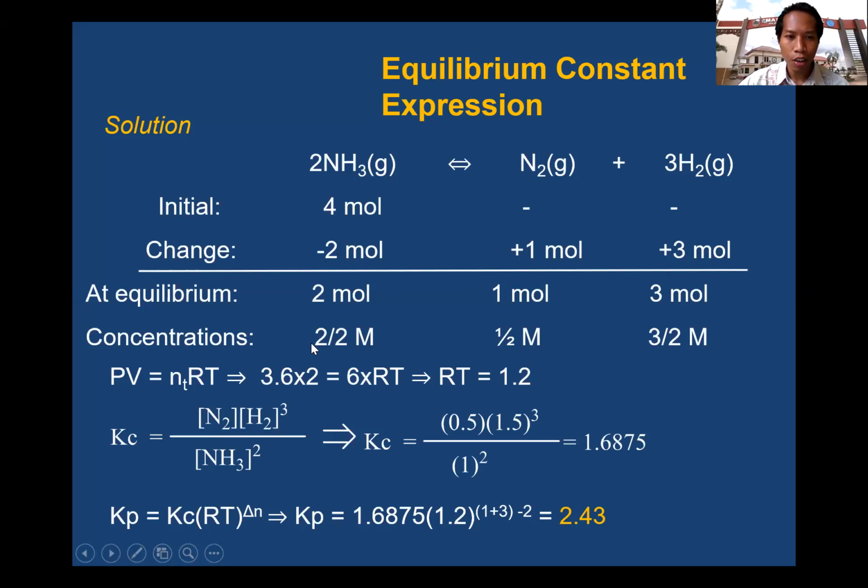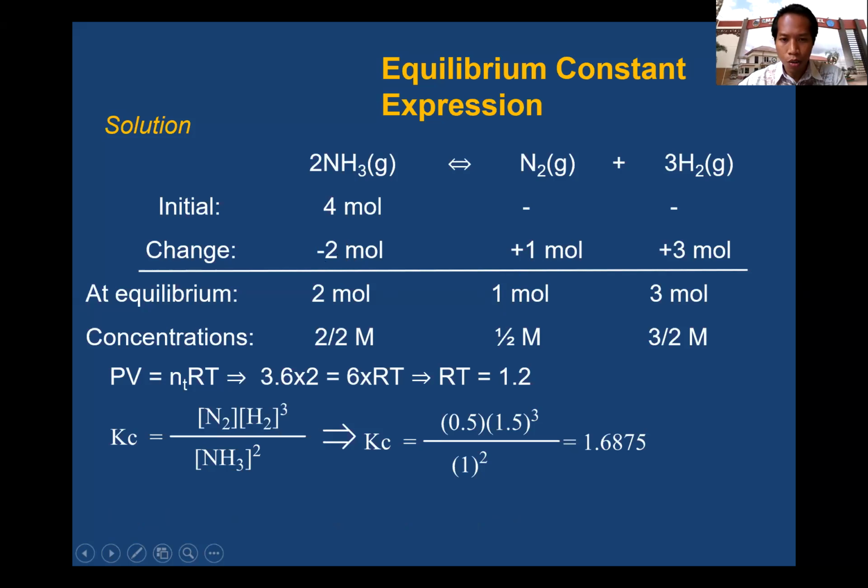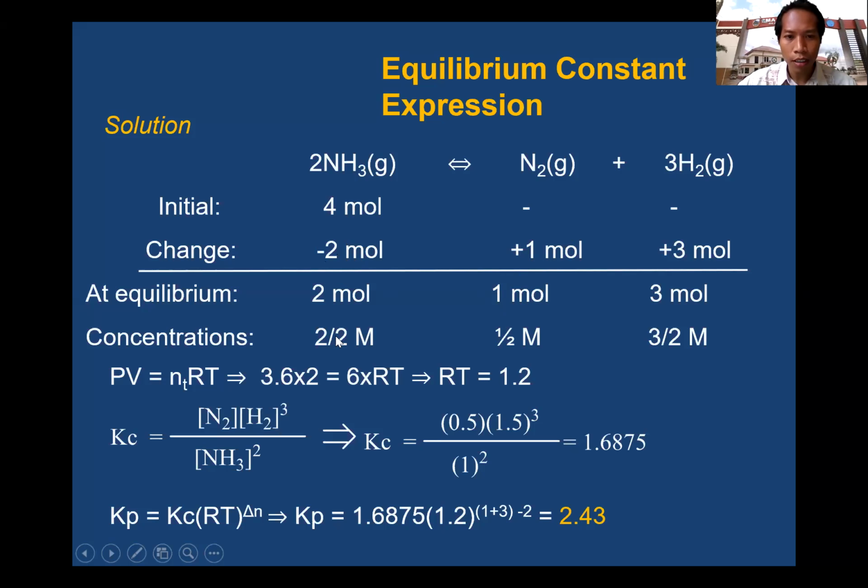Okay, and then you convert it into molarity by dividing by the volume. The volume is given also in the equation. So you will get this molarity: 2/2, 1/2, and 3/2. And then what we are going to do, PV is equal to nRT. We have this formula. Do you know this formula? Yes, sir.